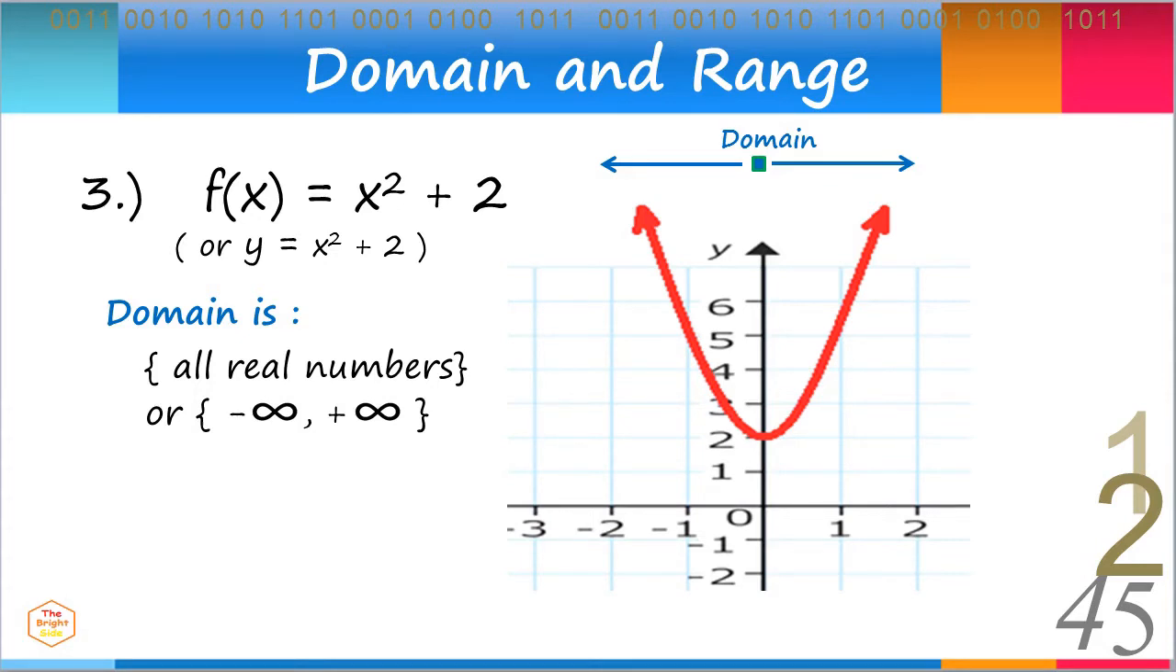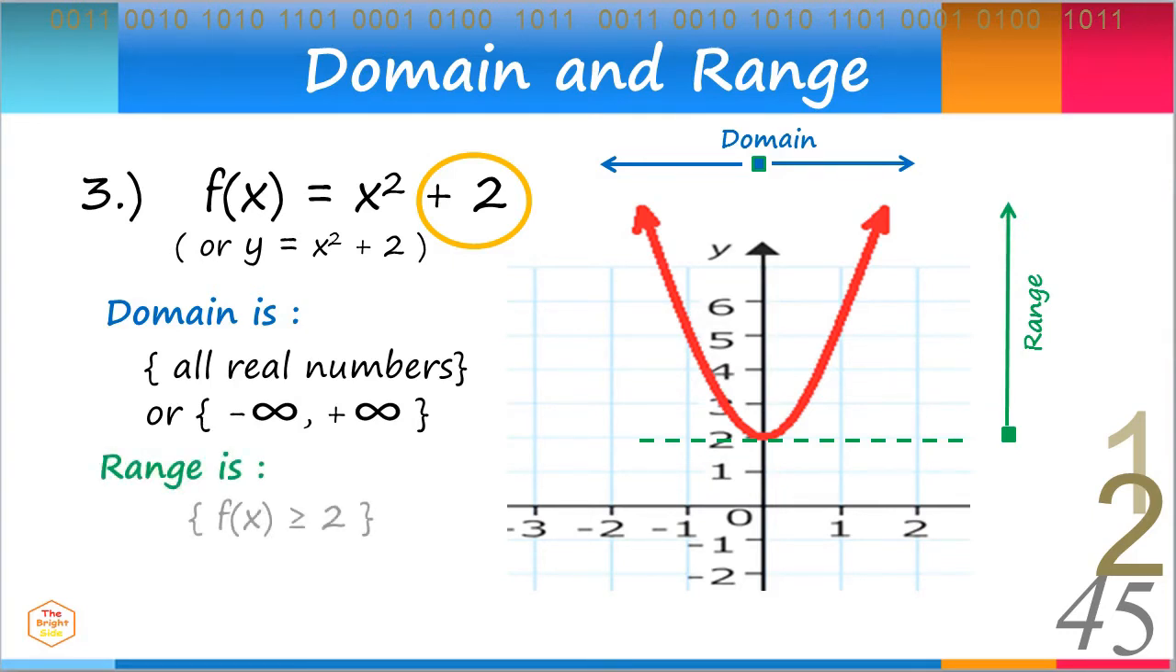How about the range? Notice that the curve starts at the vertex. This may be identified as the constant in the function. In this case, it's +2. Thus, the range starts from +2 to all numbers greater. So it's f of x is greater than or equal to 2. Or we can write it as, from +2 to +infinity.